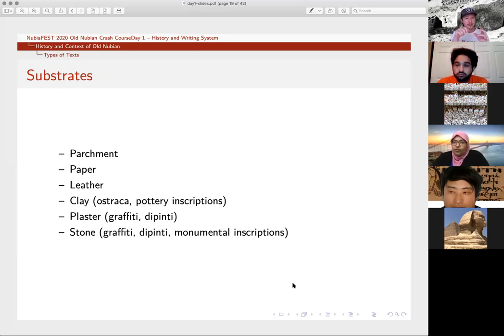So the text is usually on the entire shard, whereas with pottery inscriptions, you have a vase, and then there's an inscription on the vase, and then the vase is usually broken. That is unintentional. Then we have inscriptions on plaster, like graffiti and dipinti. Graffiti are usually scratched. Dipinti are usually painted with a brush. And then we have inscriptions also on stone, again graffiti and dipinti, but we also have monumental inscriptions on marble, for example. Not that many, but a few.